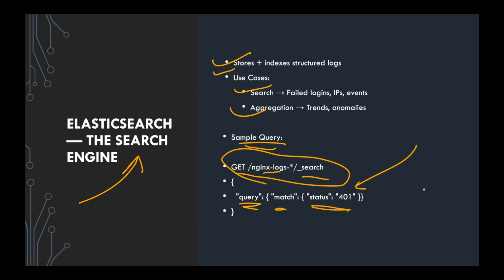And how to activate Elasticsearch? You can install using apt-get install elasticsearch, and start using systemctl start elasticsearch.